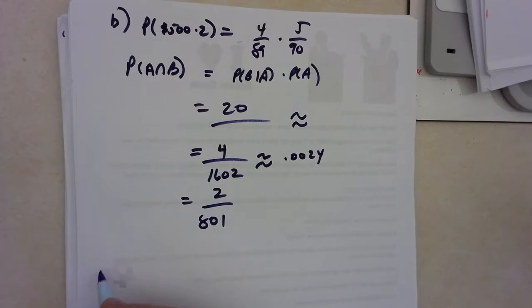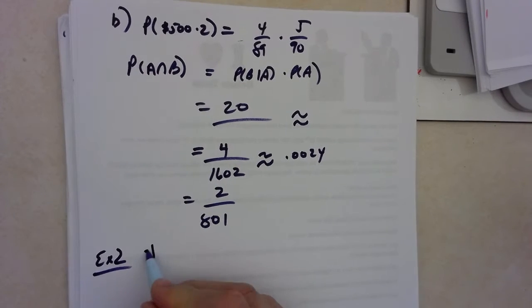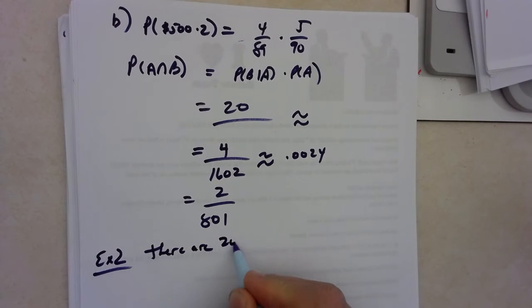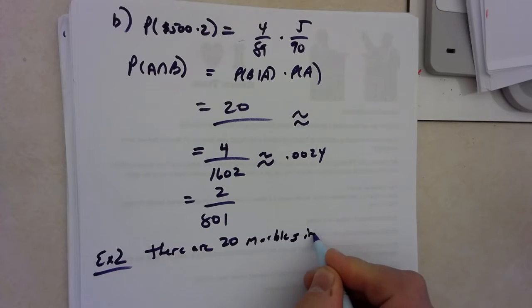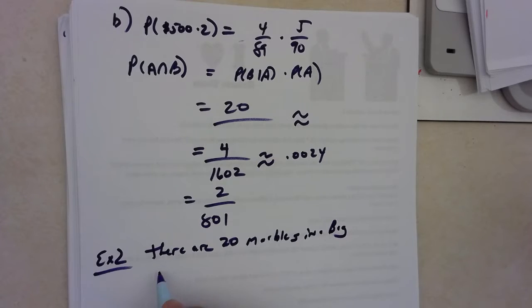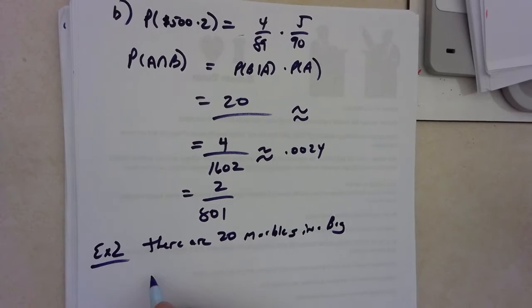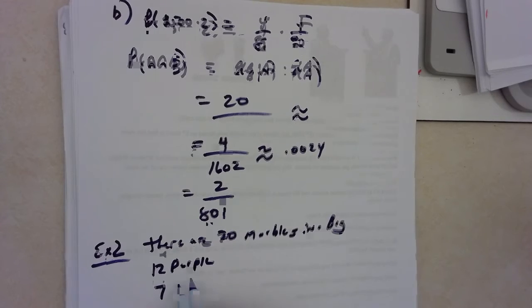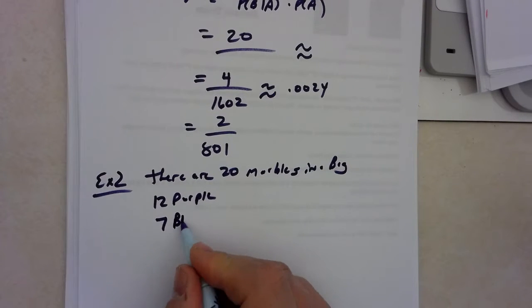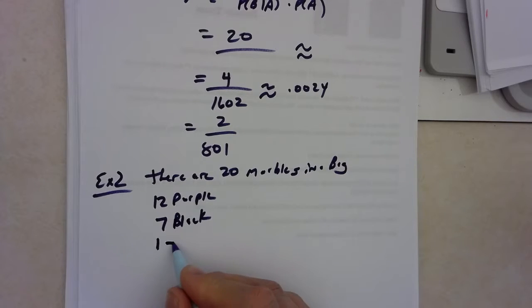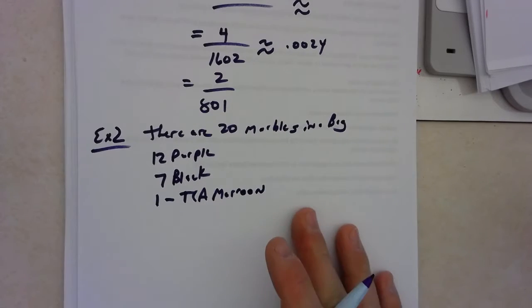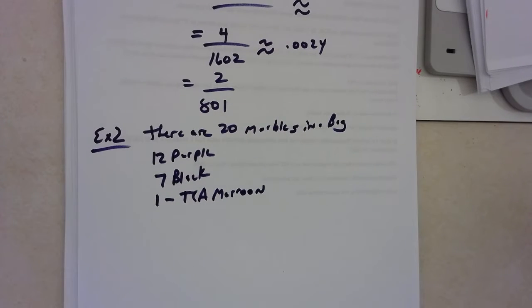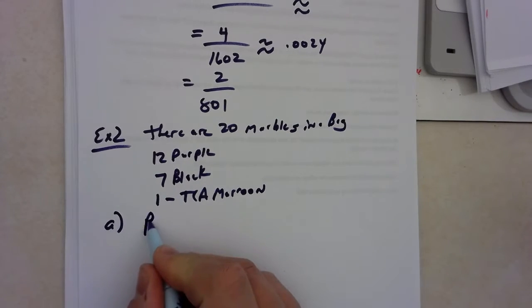Let's take example 2, which you'll do on your own. There are 20 marbles in a bag. Let's make it CC friendly: 12 black and 1 of that awful TCA maroon. You get it, you instantly lose against somebody. Part A: what's the probability that you get purple?